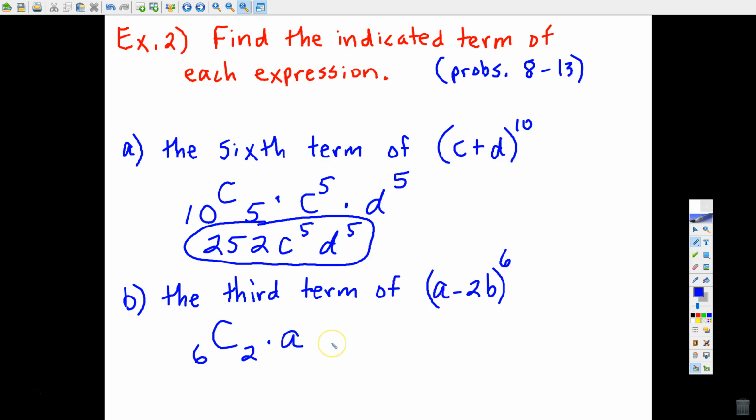Kennedy, what are we going to raise A to for the 3rd term? It started at the 6th. Well, if it started at 6 for the 1st term, then it went to 5th for the 2nd term, where is it now for the 3rd term? 6th for the 1st, 5th for the 2nd, 4th. Okay? Meredith, what about B, or negative 2B actually?